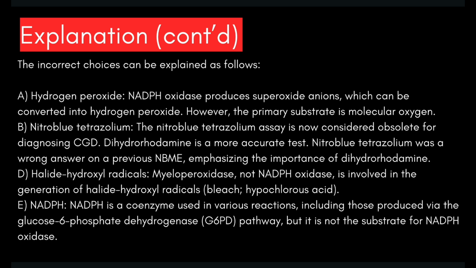D, halide hydroxyl radicals. Myeloperoxidase, not NADPH oxidase, is involved in the generation of halide hydroxyl radicals. Bleach, hypochlorous acid. E, NADPH. NADPH is a coenzyme used in various reactions, including those produced via the glucose-6-phosphate dehydrogenase pathway, but is not the substrate for NADPH oxidase. Now, let's move on to our final NBME-based application reasoning question.